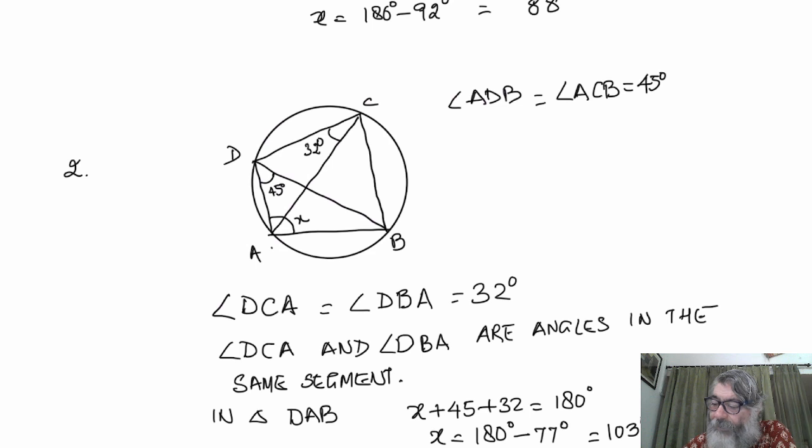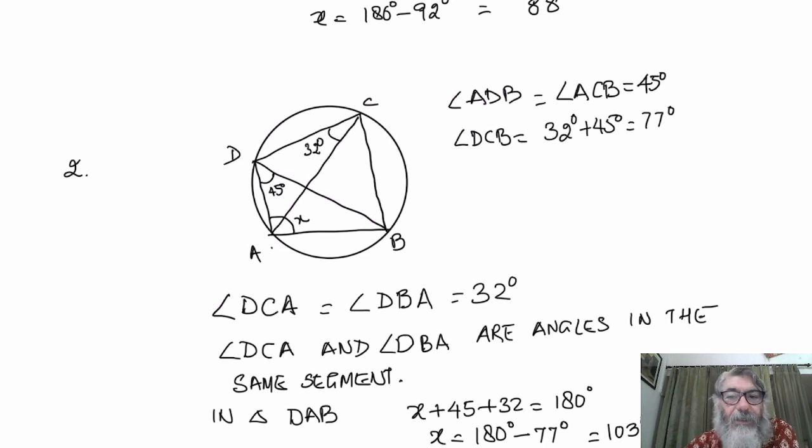So total angle DCB will be how much? DCB will be 32 plus 45. That will come out to be 77. This angle DCB will come out to be 77.